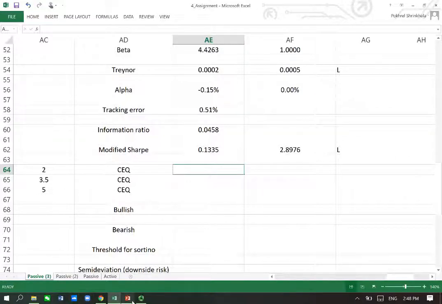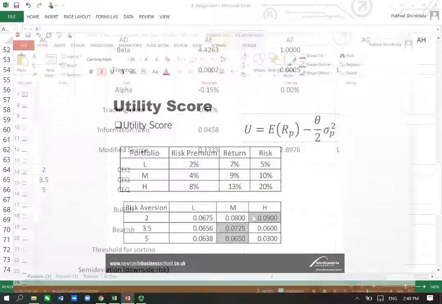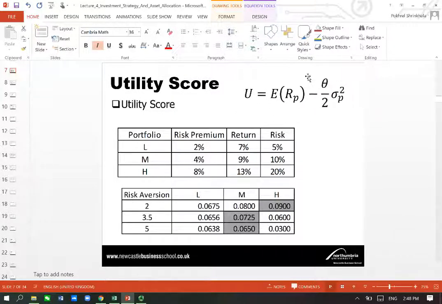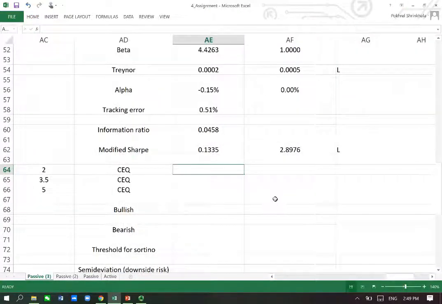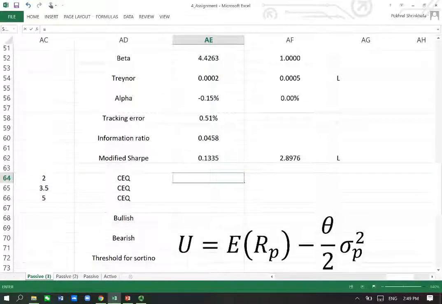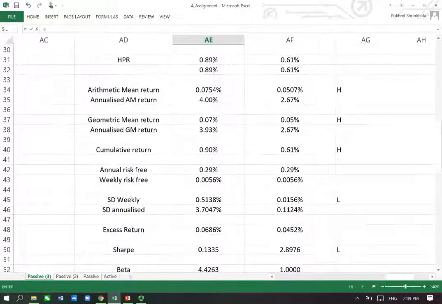Now remember the formula of the utility, which is motivated from the utility curve. This is the formula: return minus half of the risk aversion times the variance. This is what we need to find the utility, also known as the certainty equivalent quotient. So here we go, the formula. For the return, we're taking the geometric mean, and for consistency purposes we're taking the weekly geometric mean return.